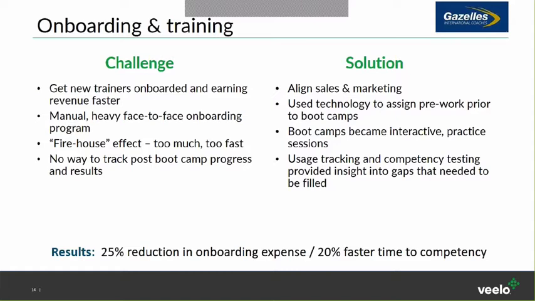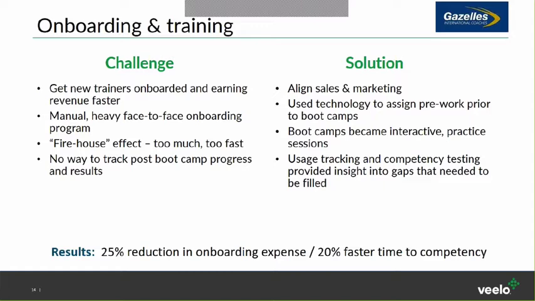So their challenge was they had a decent amount of turnover, so you get new trainers. You need new trainers to get onboarded and earning revenue faster. If your trainer isn't out in the field coaching an executive team, then they aren't earning revenue. So there's a real cost for them to have a slow ramp for a new trainer.